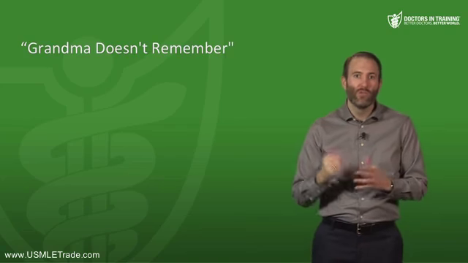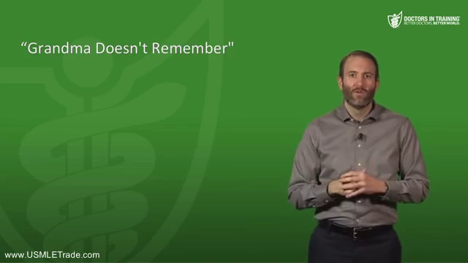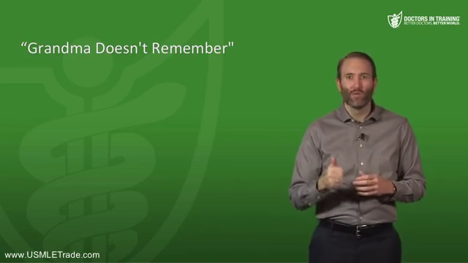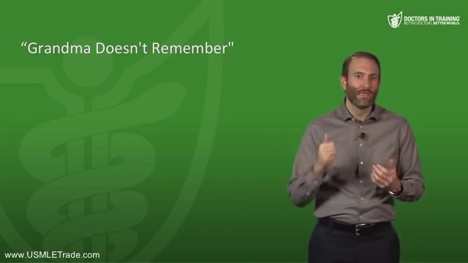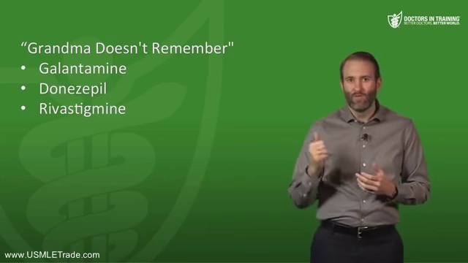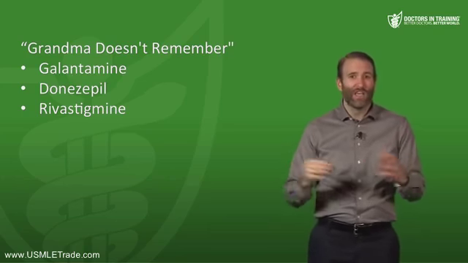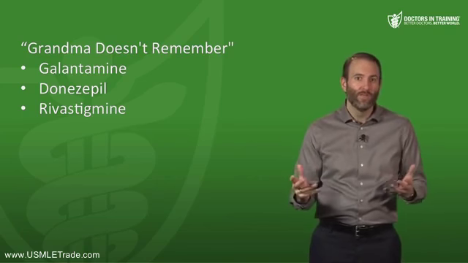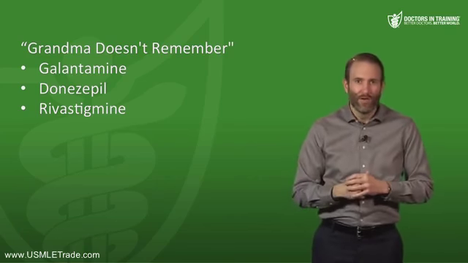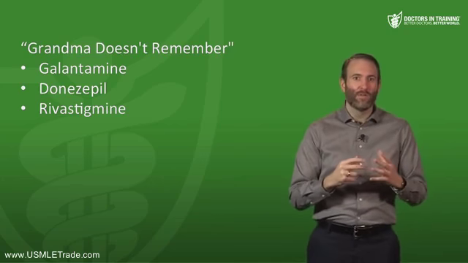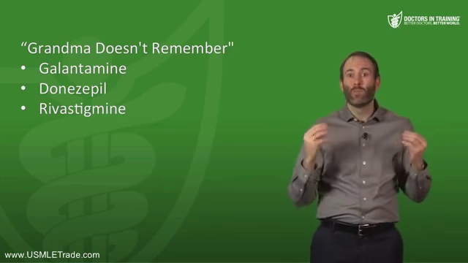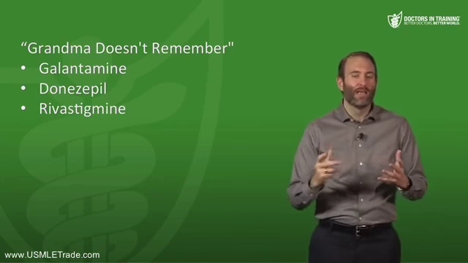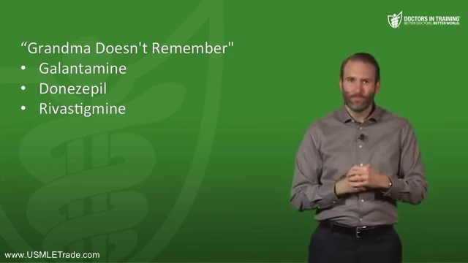Now there's actually a new mnemonic that a student gave us to be helpful for Alzheimer's drugs, and it's Grandma Doesn't Remember, and that's to help you remember galantamine, donepezil, and rivastigmine. Now at best, these medications provide a modest reduction in the rate of loss of cognitive functioning in Alzheimer's patients. Another indication that a patient has Alzheimer's is when you see amyloid deposits in the gray matter of the brain, and these are called senile plaques, so a good diagnostic thing there.